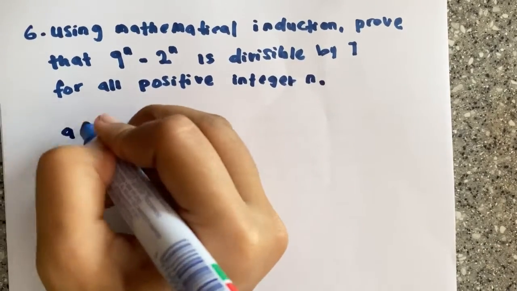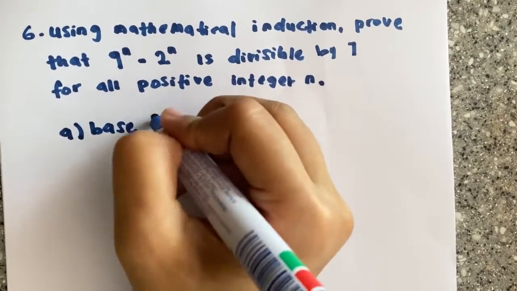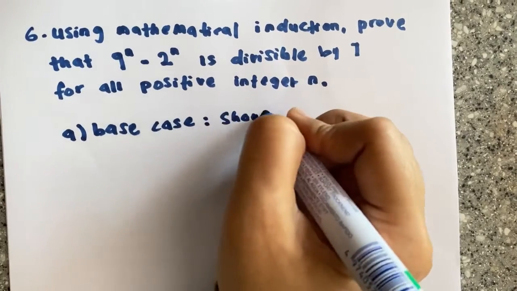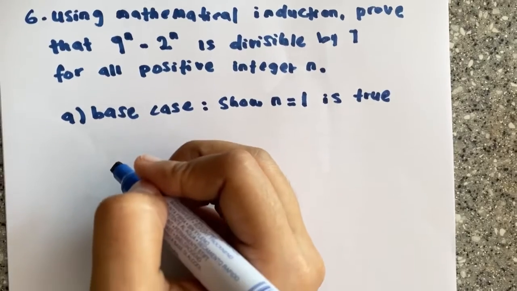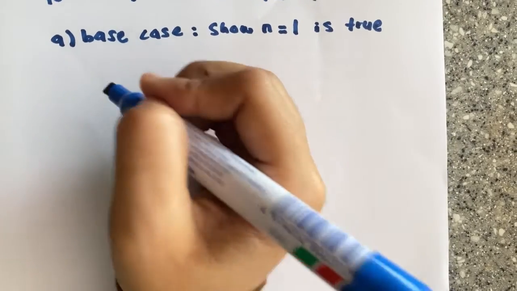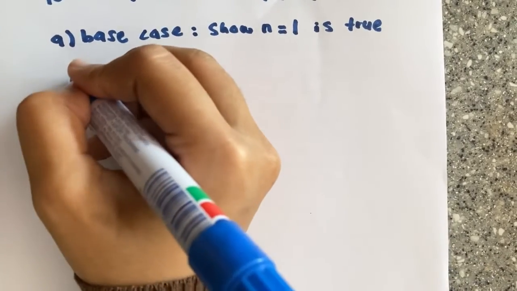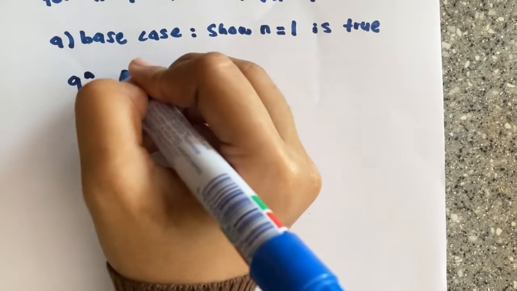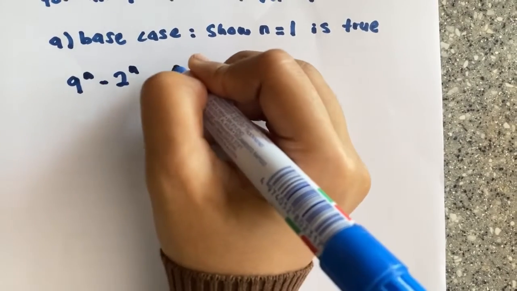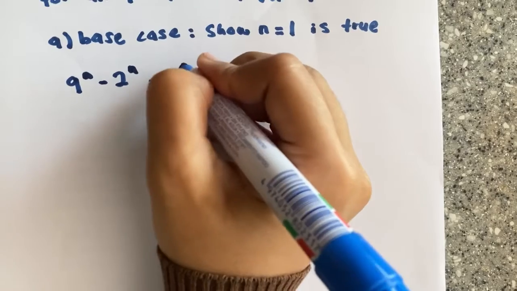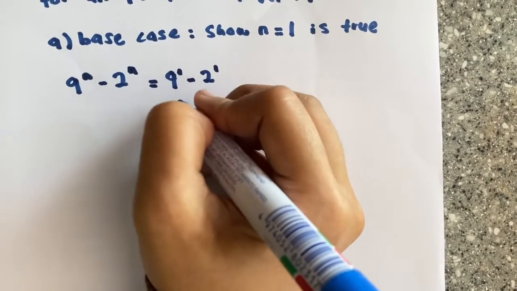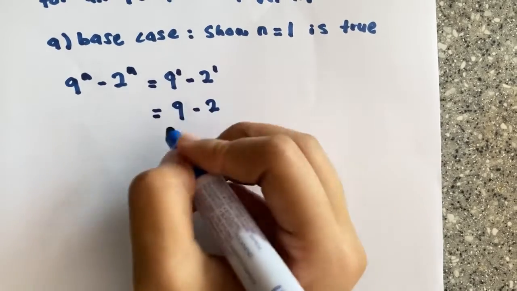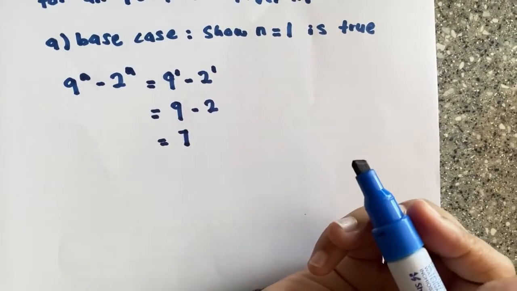So, we start with the first step, base case, to show n equal to 1 is true. So, we need to replace the power of n with 1. So, 9 to the power of n minus 2 to the power of n equals 9 to the power of 1 minus 2 to the power of 1. So, we get 9 minus 2 is equal to 7.